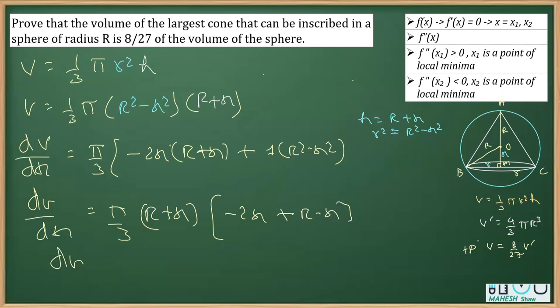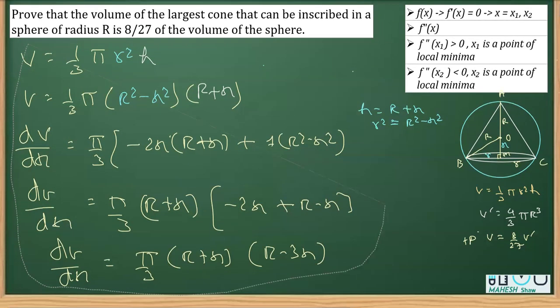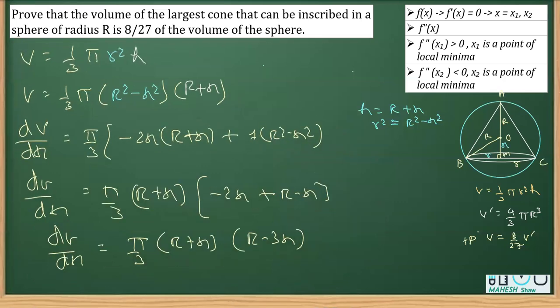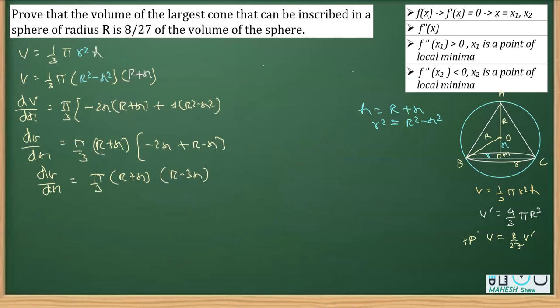So this dV over dx finally should be pi by 3 times (R plus x), and this is going to be (R minus 3x). So we have found the first order derivative. Right. Then we'll find its second order derivative.